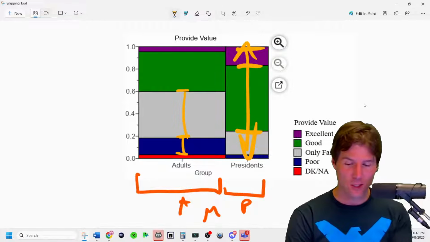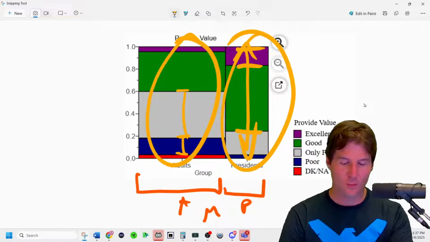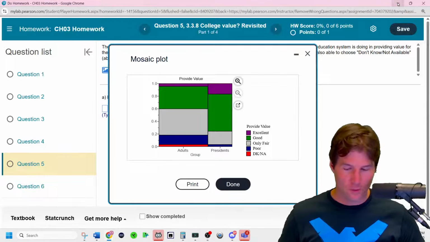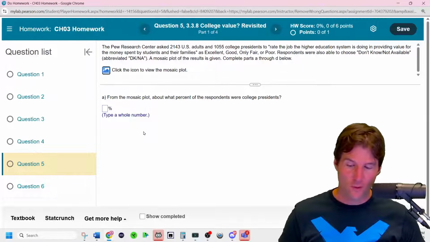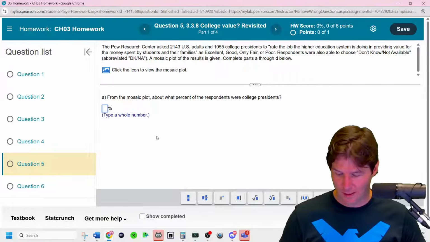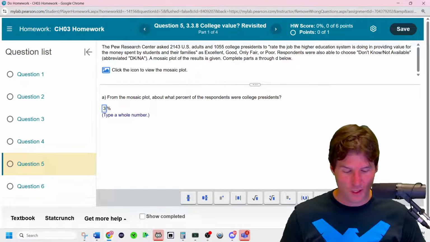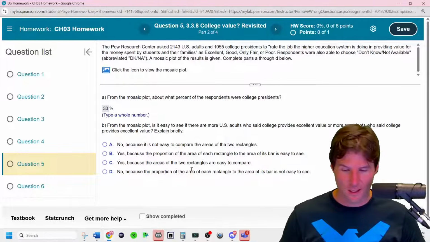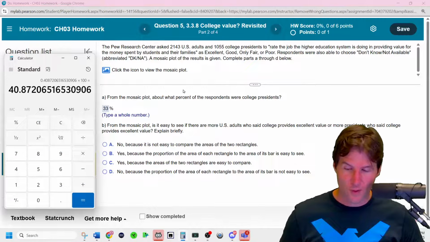So this is the conditional: given someone's an adult, given someone's a president, what do they think? And there is a relationship here, it seems. So from the mosaic plot, about what percent were college presidents? I think it's kind of nice. We're just going to take a guess, but we can also find the exact number. I'm going to type in 33%. If it doesn't like it, we'll fix it. It got it. You can actually find the real number here by adding these numbers up for the total amount.